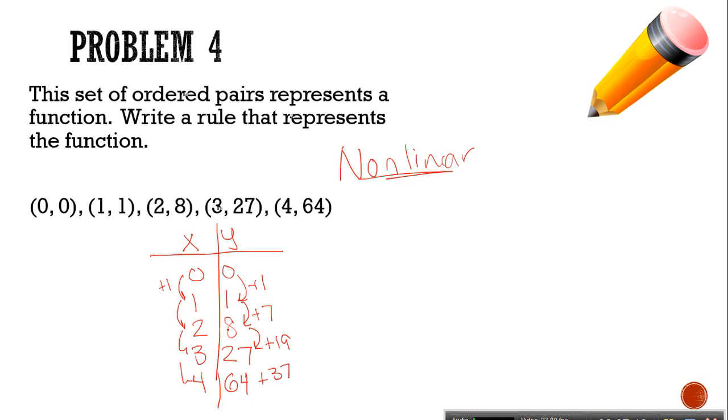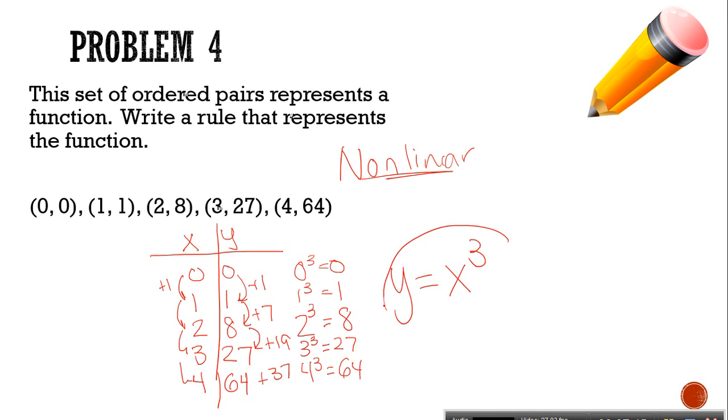Well, I know that 2 times 2 times 2 is 8, so that would be like 2 to the third, right? That equals 8. Let's see if the rest of them work out. So 3 to the third. So that would be 3 times 3, 9 times 3. Oh, that's 27. We're close here. Let's see. 4 to the third. So that would be 16 times 4, and that is 64. So I got 1 cubed, that's 1, and of course 0 cubed is 0. So it looks like I stumbled upon my nonlinear function. y equals x cubed.